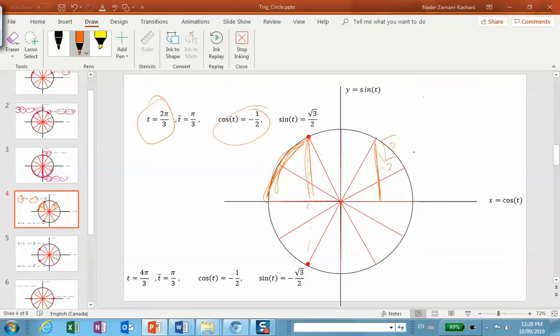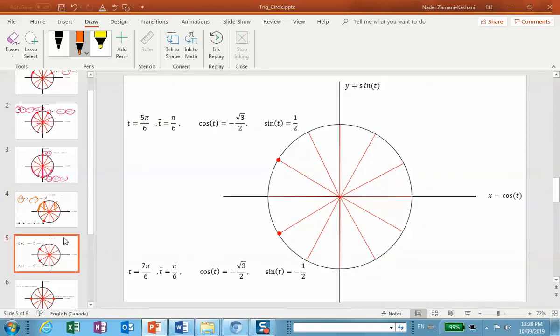So those first angles you have to memorize. Those basic angles 0, pi over 6, pi over 4, pi over 3. Those you have to memorize. Okay. Let me go here. This is the next one.